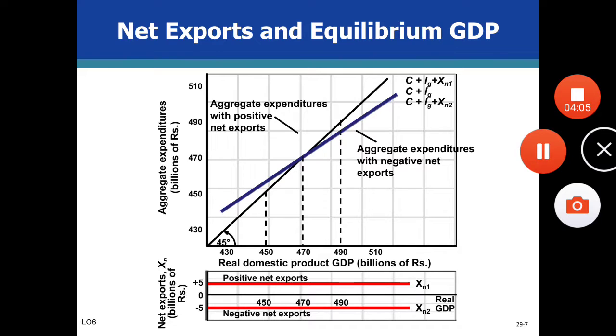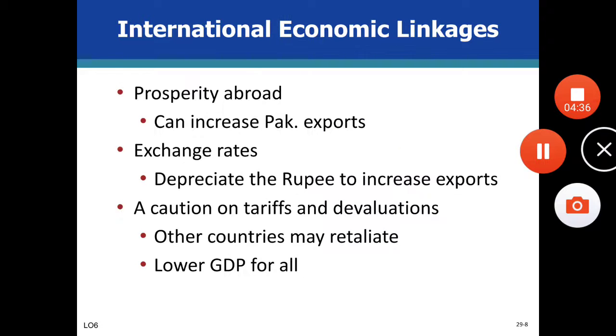This figure shows the impact of net exports on GDP. If our net export is positive, that is Xn1 over here, it will elevate the aggregate expenditure. And if our net export is negative, shown over here as Xn2, it will lower the aggregate expenditure, and it will have a multiple effect on the real GDP. It will definitely reduce it.